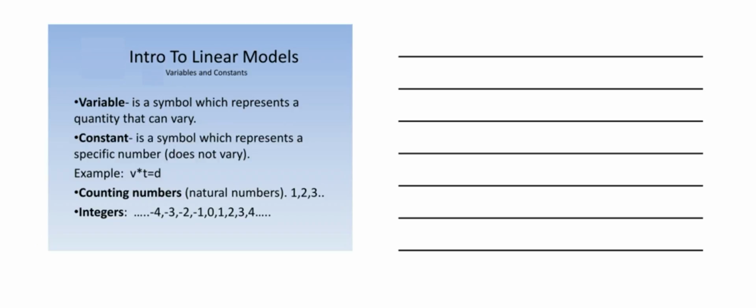Interlinear models. A variable is a symbol which represents a quantity that can vary. A constant is a symbol which represents a specific number and does not vary. Example: velocity times t, or v times t equals d, I should say.